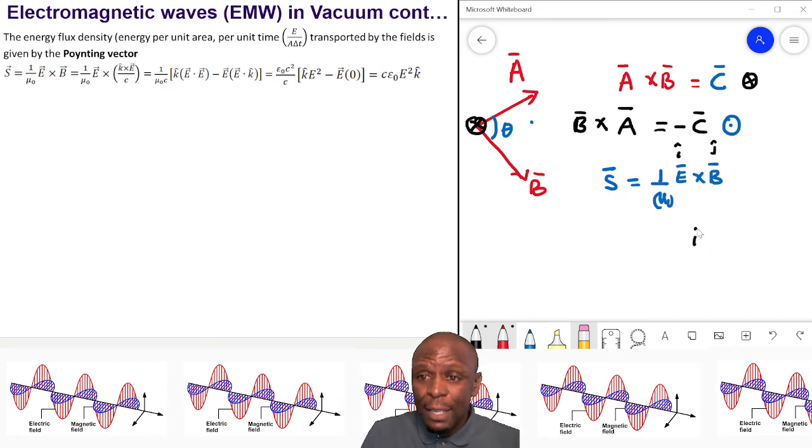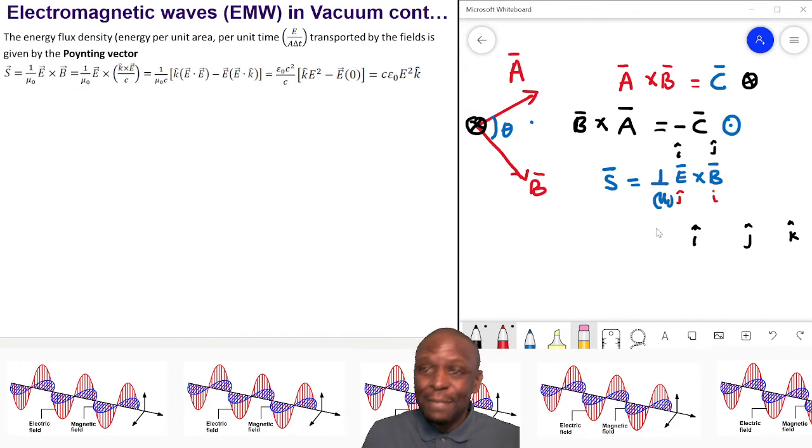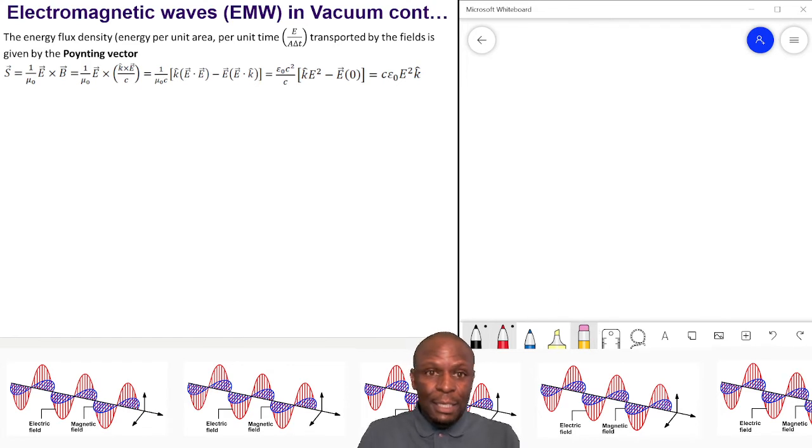Why? Because I just want to remind you the basics: if I have I here, and then J, and then K there, I cross J is K. But if I have the electric field in J and the magnetic field in I, it will mean J cross I is minus K. Therefore, this Poynting vector will be in minus K. But I cross J will be in K. This is very important. I also want you to always remember that. That is always a vector.